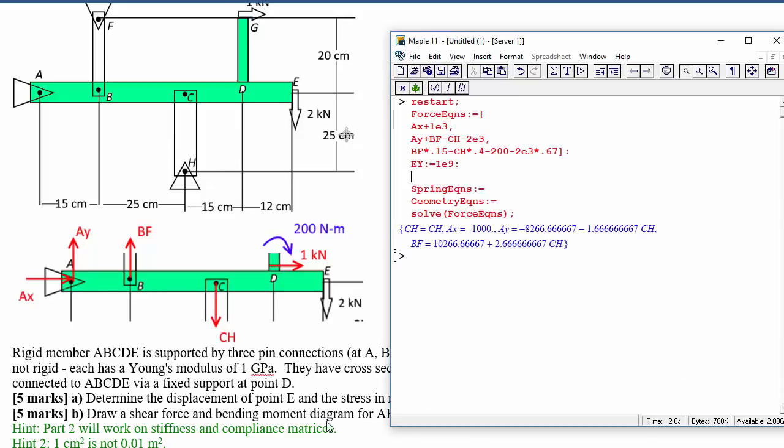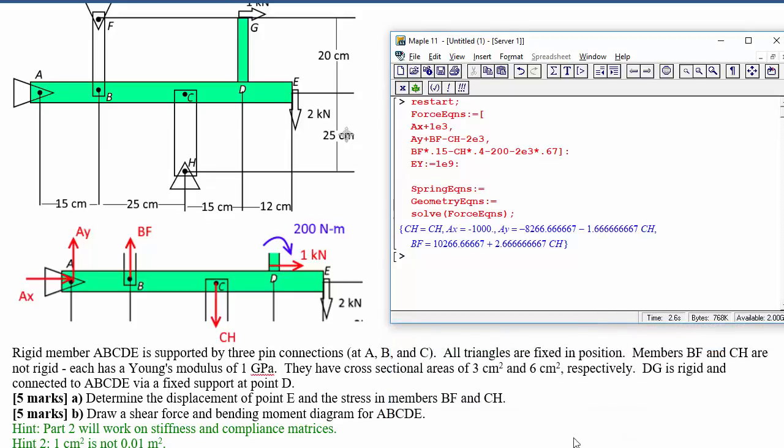So we can put those in. Let's look at those parts of the screen. So the area of BF is equal to 3 square centimeters, which in SI units, in meters squared, would be 3E minus 4. A square centimeter is E minus 2 squared, so that's 10 to the negative 4. And the area of CH is 6E minus 4.